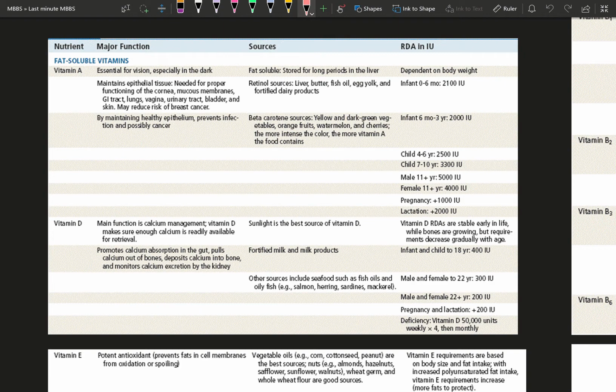So first we'll start off with the fat soluble vitamins, which are vitamin A, vitamin D, vitamin E and vitamin K. I'll be talking about this very briefly, and you can go and read about them in much more detail, but here are the essential things you need to know about each of these vitamins.